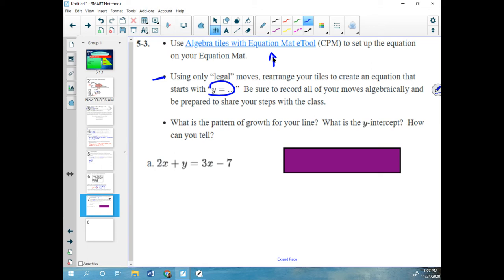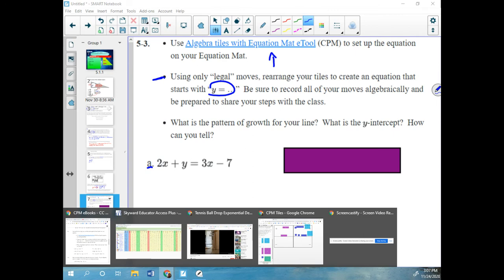So please go 5-3, write 2x, problem A, right? 2x plus y equals 3x minus 7. Now for this part right now, I'm just going to have you put your pencil down and follow along mentally. You are going to write these down some too, but I want you to really pay attention to how I'm going to do this. Ready?